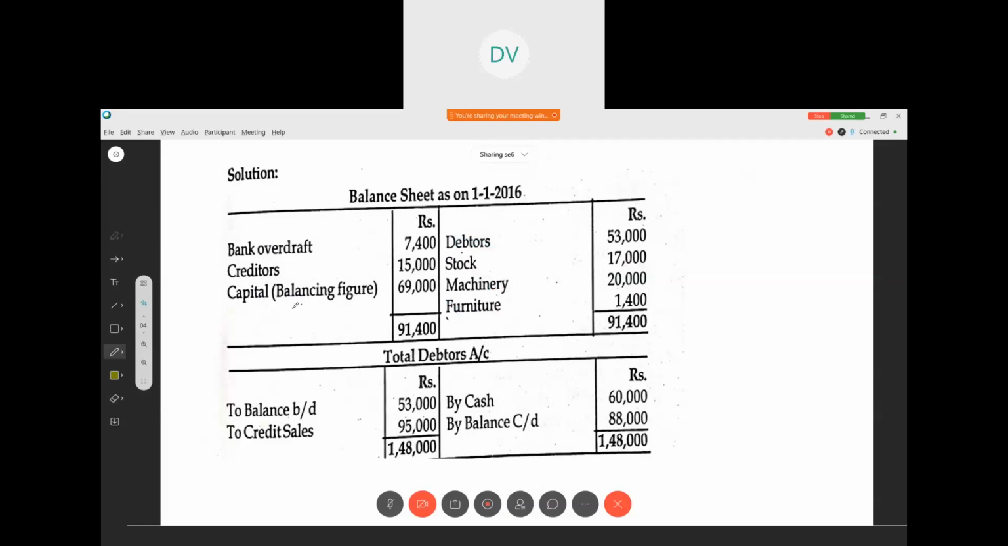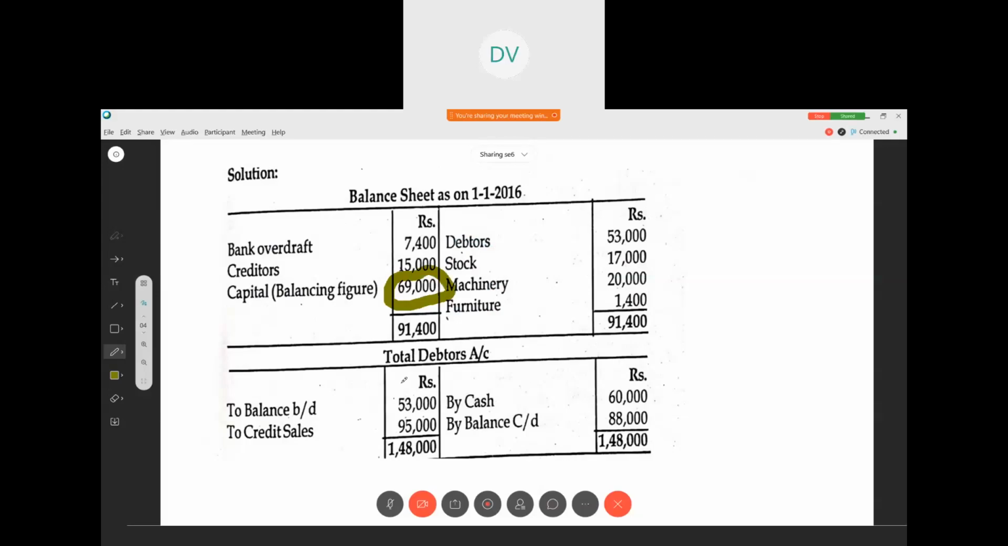Okay. Now, this capital, where does it appear? This is the opening capital. So this is very important. Opening capital. In the closing balance sheet, we have to start with this. Okay, closing balance sheet, we are using it. Then, next one, total debtors account.